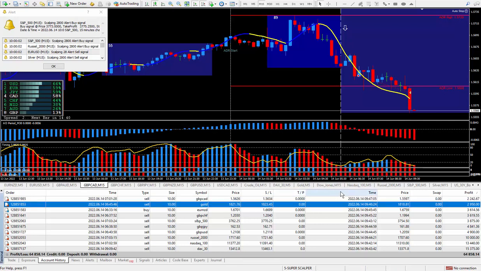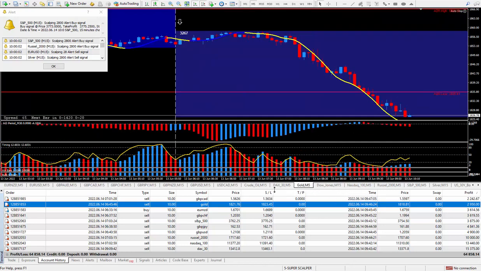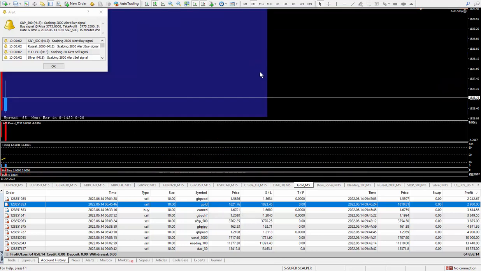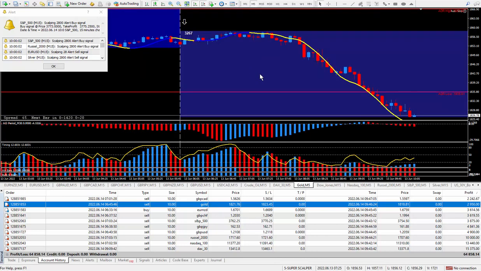Gold is the next one. This one, I sold it. There's the arrow. I dropped it down to the 5 minutes so I can measure it a little bit more accurately. Now it does pay $10 for each tick. Let's see where I got in at.